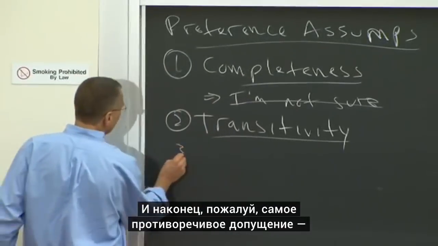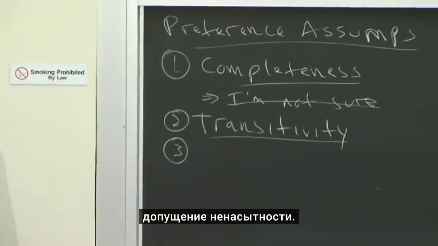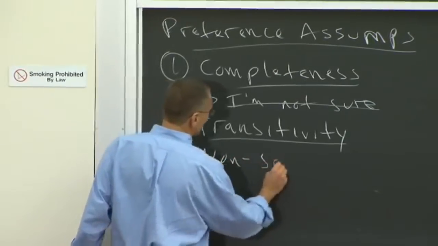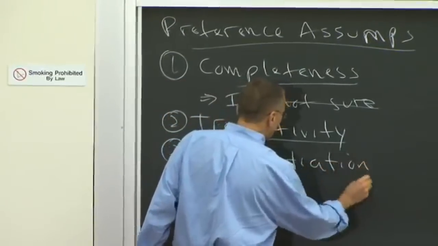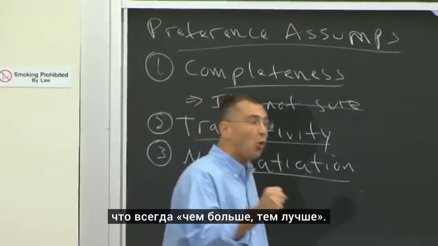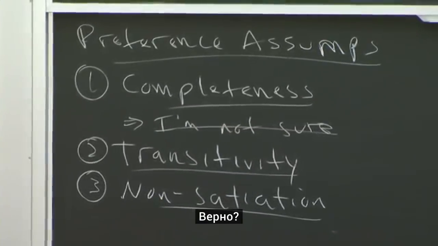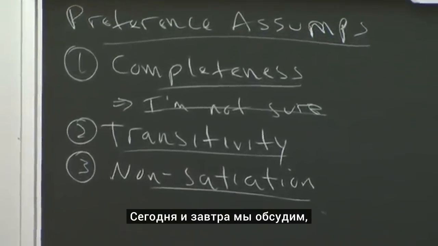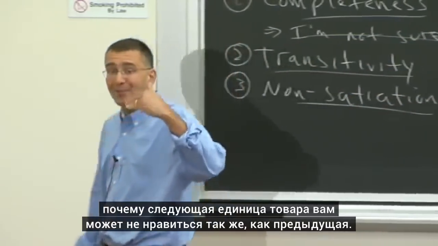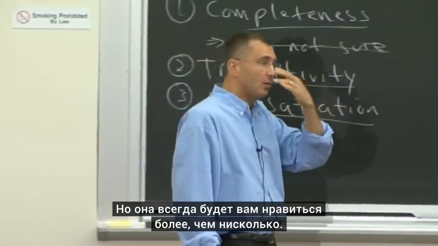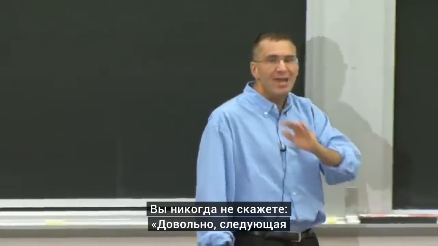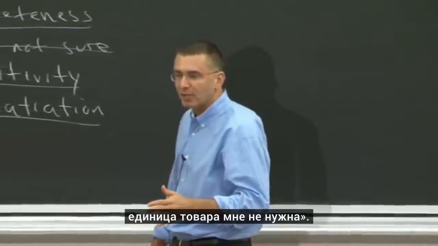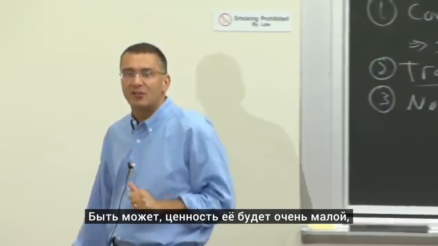Okay, and then finally, and probably most controversial, is we're going to assume non-satiation. Or the famous economic assumption of more is always better. Okay? More is always better. That is, you never would turn down having more. Now, we're going to talk later today and tomorrow about why you might not like the next unit as much as you like the current unit. But you'll always like it greater than 0. You're always happy to have more. You never say, I've had enough. I literally value at 0 the next unit. You may value it as epsilon, but you always value it as greater than 0. That's the non-satiation assumption. More is always better.